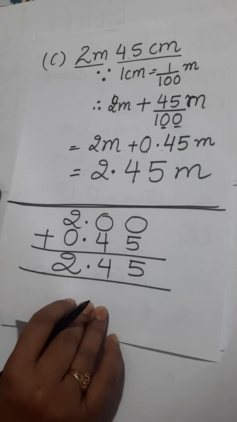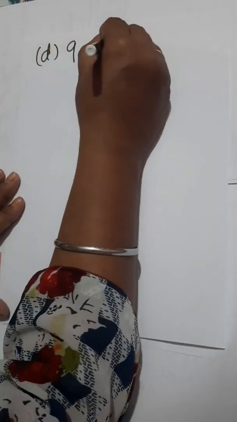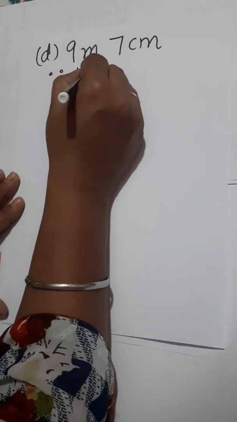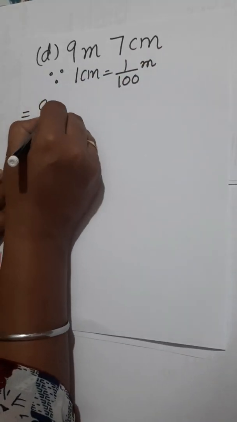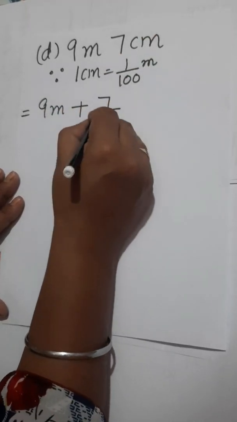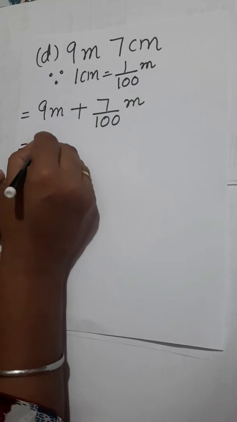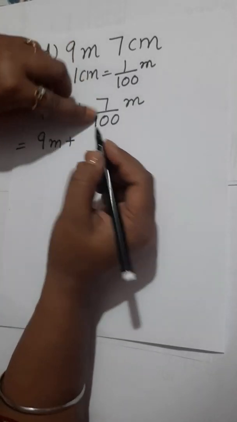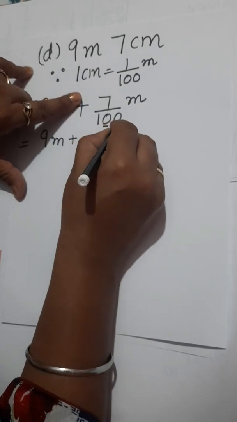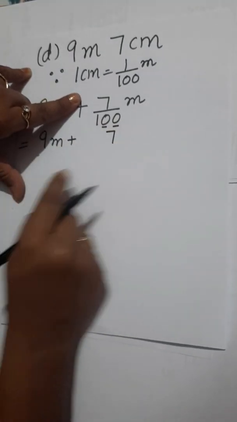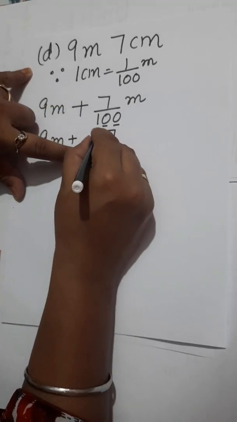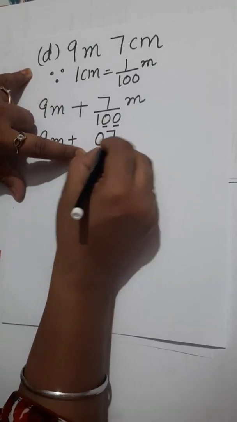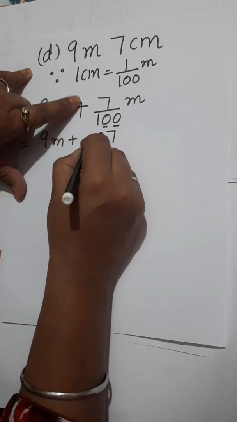So this is our C part. Now next we have D part. D part is 9 meter 7 centimeter. Since 1 centimeter is equal to 1 upon 100 meter, so we will write 9 meter plus 7 upon 100 meter. Again I will write 9 meter, express 7 upon 100 into decimal form. As we know there are 2 zeros in the denominator, so write the numerator first, but in the numerator we have only 1 digit, so put 0 before 7, then put the decimal.